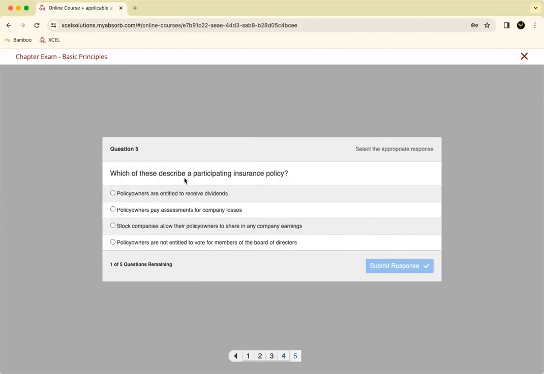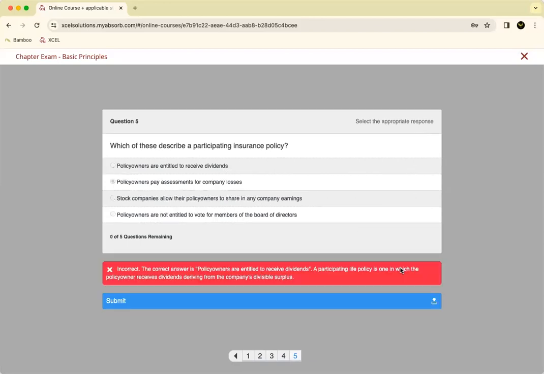Let's see this. Which of these describe a participating insurance policy? Okay, if they're participating, then maybe they receive something. Okay, companies allow policyholders to share in company earnings. That seems like a lot. They pay assessment for losses, maybe. They're entitled to vote. That seems more serious. I think it's this one. They'll receive dividends, but we're going to use this to see what happens. It's incorrect, but it tells you what the correct answer is. Policy owners are entitled to receive dividends, the one I was thinking.